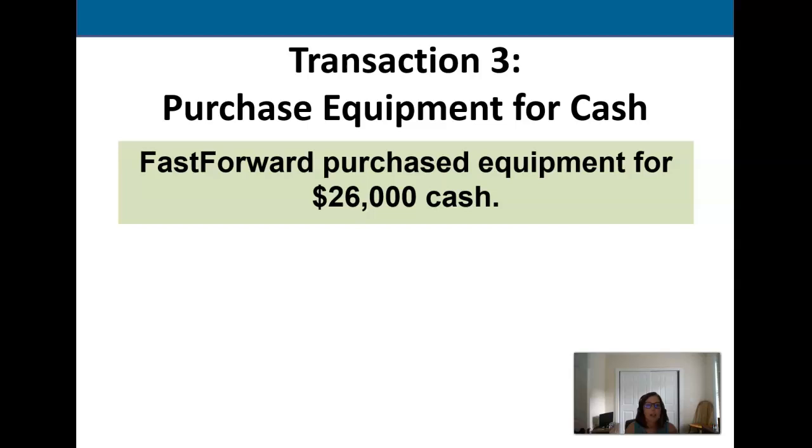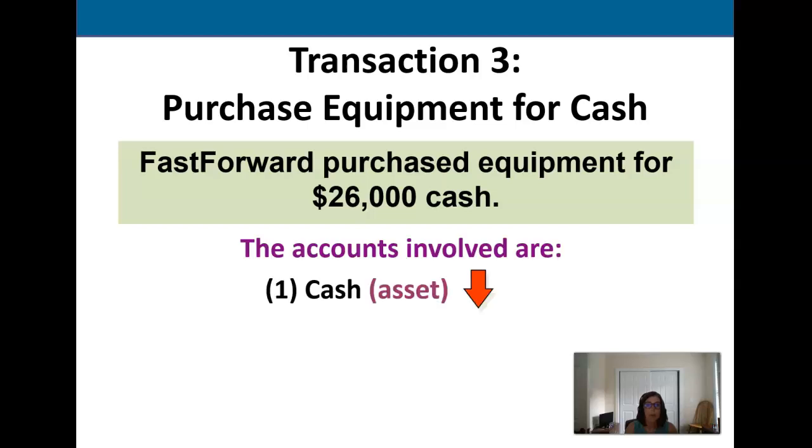So we've got Fast Forward purchased equipment for $26,000 in cash. Do we have more cash or less cash as a result of having bought this equipment? Hopefully you recognize that our cash went down. But what happened to our equipment? Do we have more equipment or less equipment as a result of having bought this? Well, hopefully, yes, we have more.